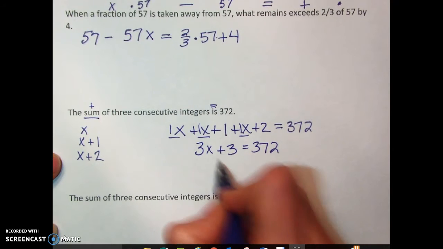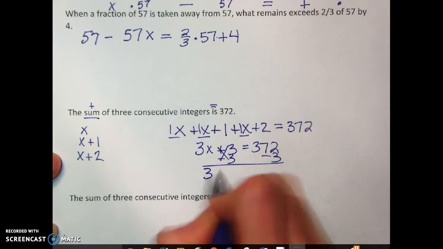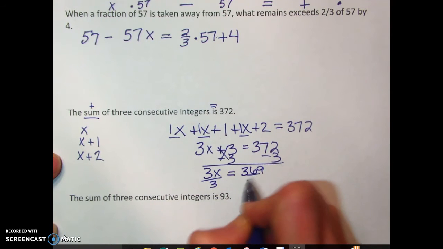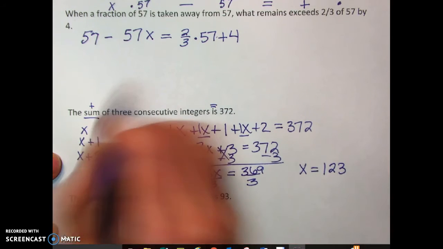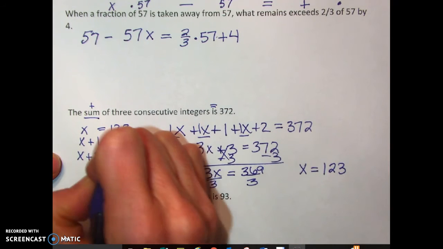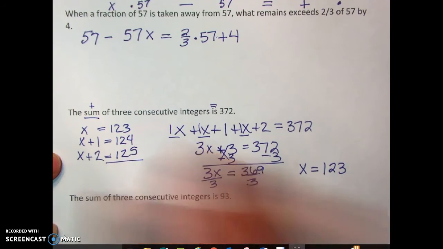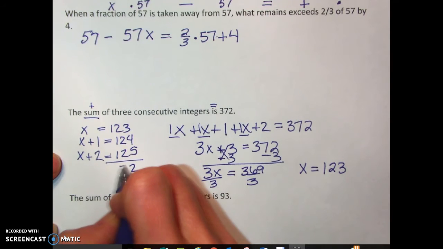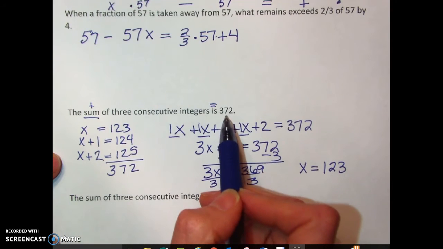And now we solve. 2 steps, take away 3, divide by 3, and x appears to be 123. So if this is 123, this would be 124. This will be 125. We add all those up, we should get 372. Okay, because the sum of them is supposed to add up to 372.